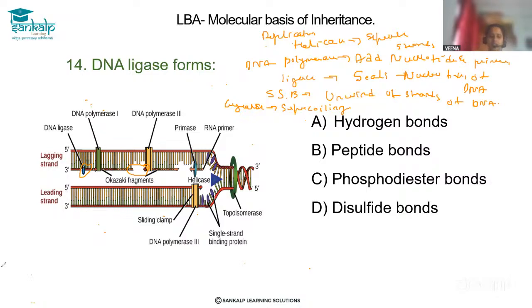So what does sealing mean? It is forming the phosphodiester bond. I already studied that the phosphodiester bond is present between the phosphate group and the deoxyribose of the nucleotide sequence. So the sealing will be easy. The correct answer is C, phosphodiester bond. Ligase forms phosphodiester bonds between the nucleotides.